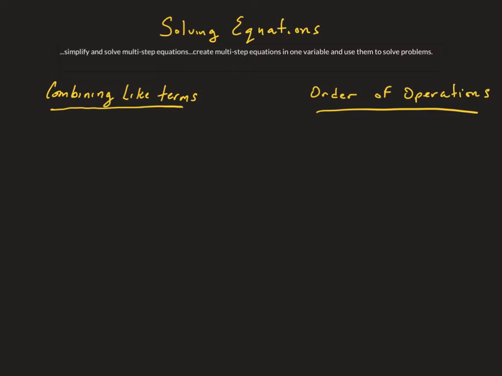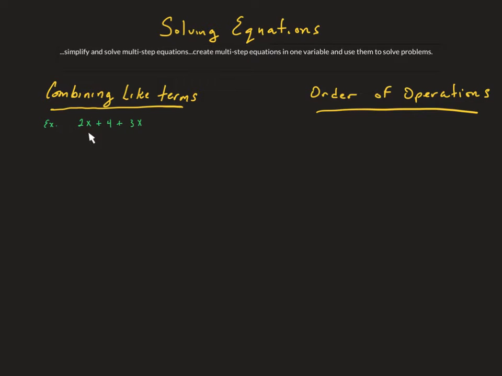Well, to simplify, some of the things that we need to remember, and I just put them here, are the basics of combining like terms and the order of operations. Combining like terms means combining the things that have the same variable to the same degree. In looking at this, the first example is 2x plus 4 plus 3x.